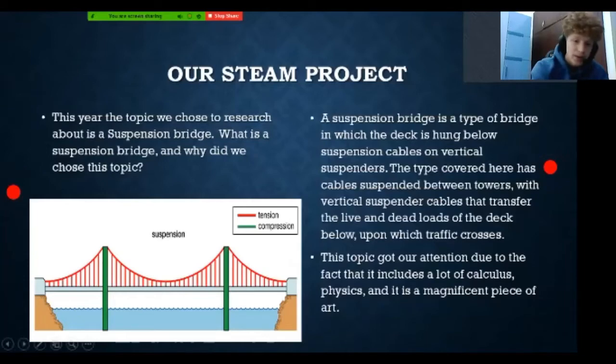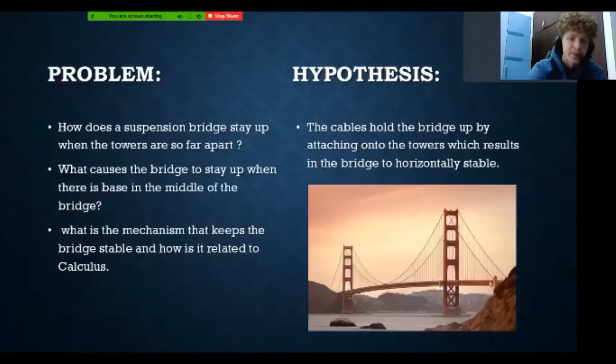As the traffic crosses, we were confused. How does it stay stable while we have this gap that doesn't have anything to hold it below in the middle? This is the calculus we're trying to reach in suspension bridges. It also includes a lot of physics and, as I mentioned before, calculus, and it's a magnificent piece of art that we are interested in studying.